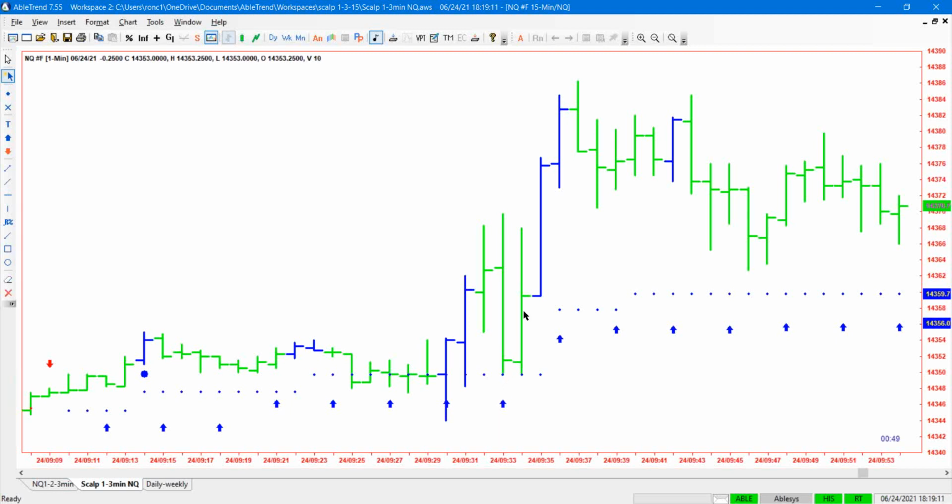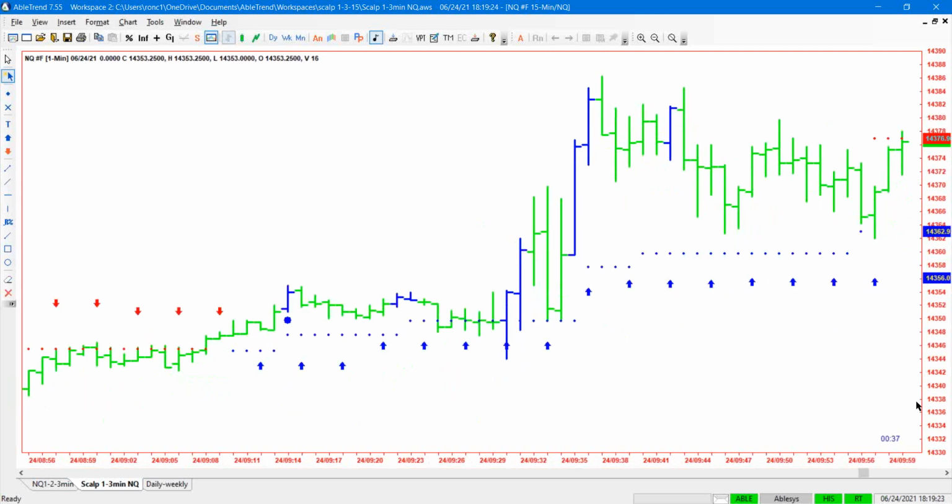1 minute later, it turns out it went up 50 points, but we're just looking for 5. That's a scalper's mentality. We're just looking for 5, because every time you hit the 5 points, you win $100.